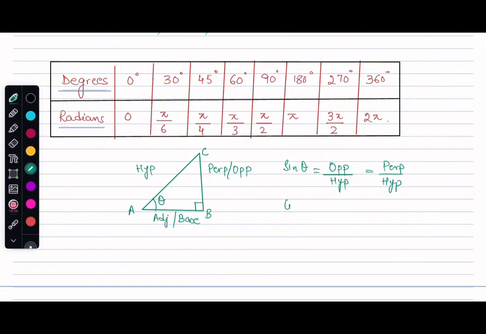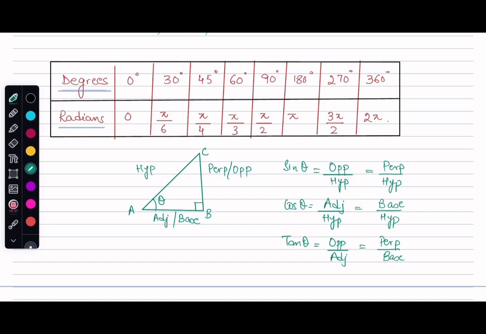Cosine theta shall be equal to adjacent over hypotenuse, or I can say that this is going to be base over hypotenuse. And our tan theta, we can say, is equal to opposite over adjacent. Or we can also say that this is going to be the perpendicular over the base.